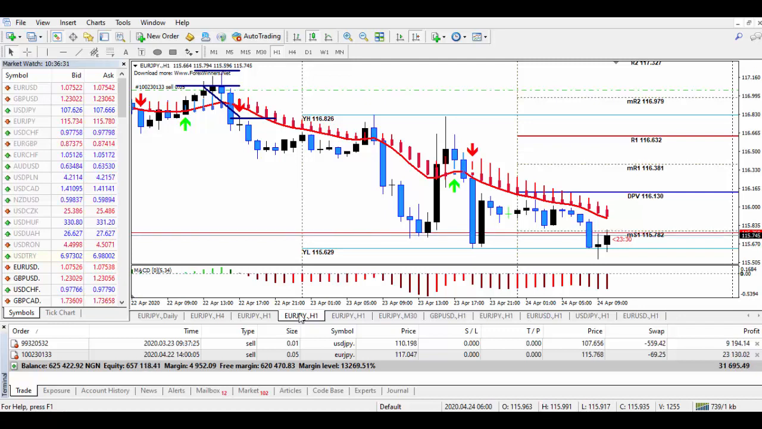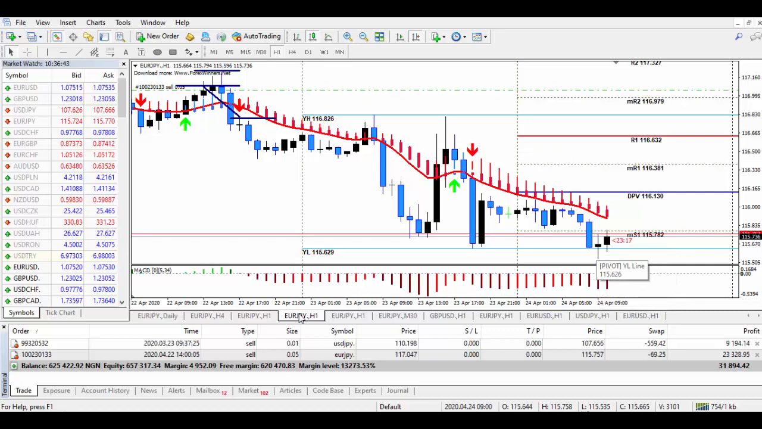For yesterday, it went up again, came down again to bounce off the same level. That makes it a support. It went up again to this DPV. It bounces off the DPV and came down again to this same level. So let's look at this level now.